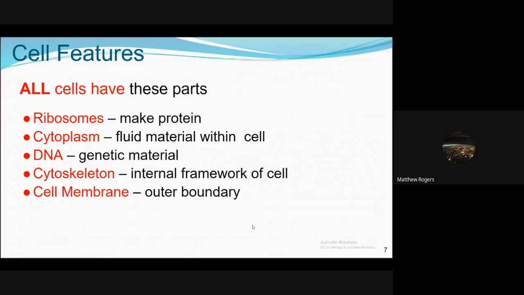So actually getting to cells today, what we're doing. All cells have these 5 things. No matter what kind of cell they are, they all have this unifying principle. They all are going to have ribosomes, which make protein. Ribosomes are the workers of the cell. They're really designed to do the basic job of making proteins.